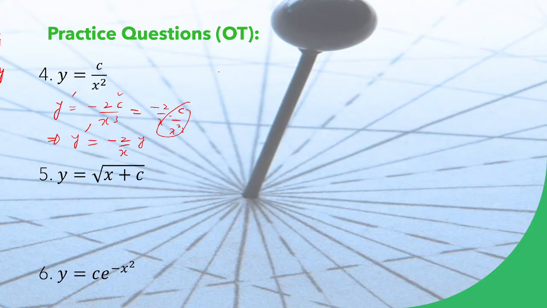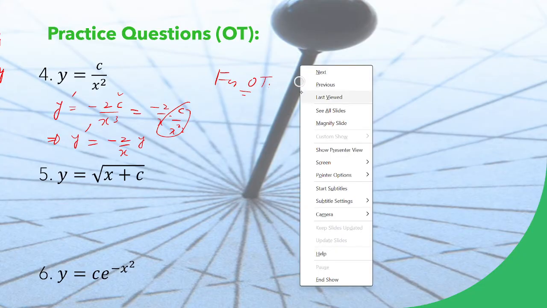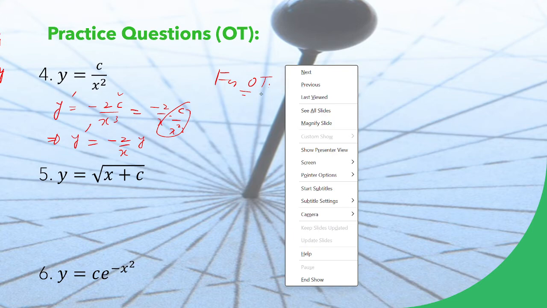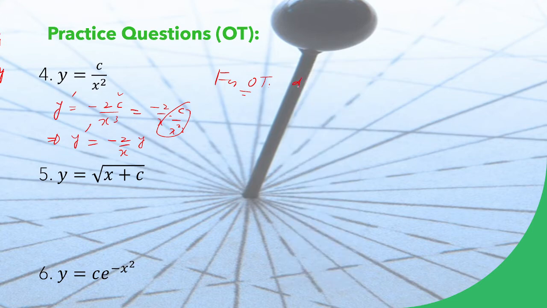And then for orthogonal trajectories, what would we do? For OT, we will be taking dy by dx as, it was minus 2y by x, it will become now x by 2y.